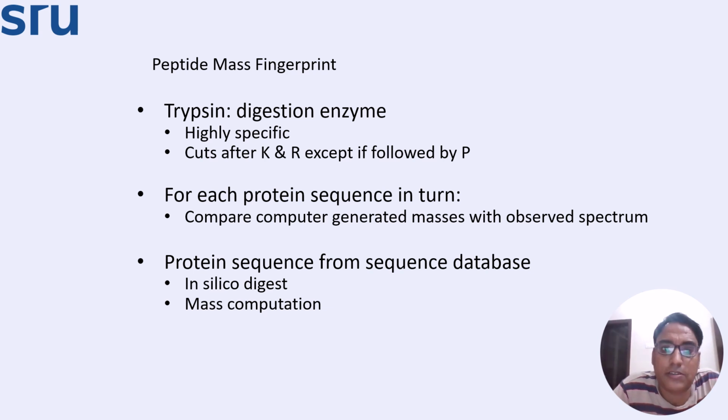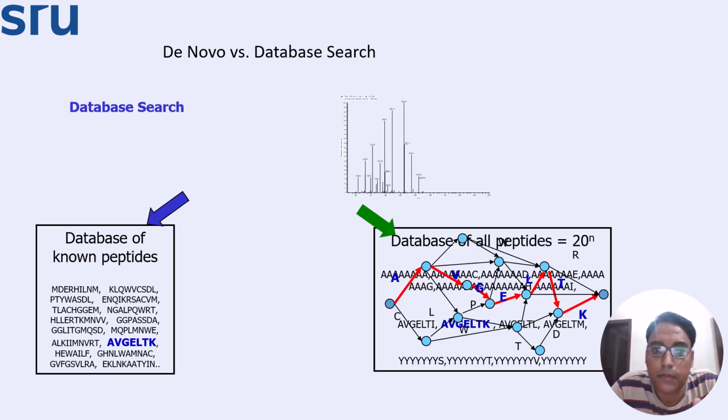Peptide mass fingerprinting, the PMF which I was saying. Trypsin is highly specific. It cuts after K and R, meaning lysine and arginine, except if followed by P, proline. We do the same thing in the system, an in silico digest, and actually do it in the lab, so we can compare the results. If both results exactly overlap each other, then the things are correct.